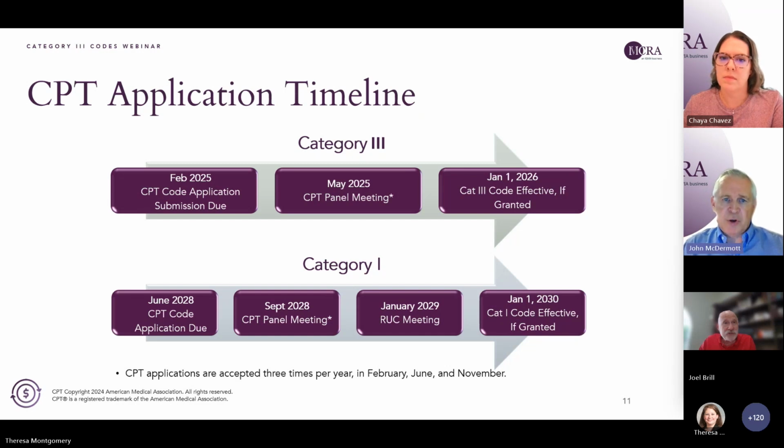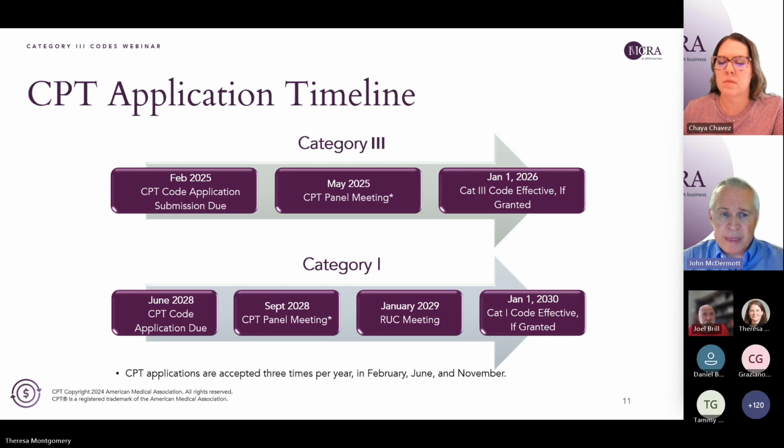All right, let's move now. Let's say that you, well, actually, let's look one more time at the process here. So you would apply in February. Then there would be some back and forth with the panel leading up to the public meeting in May. Following the meeting, there would be some notice that these codes are approved.